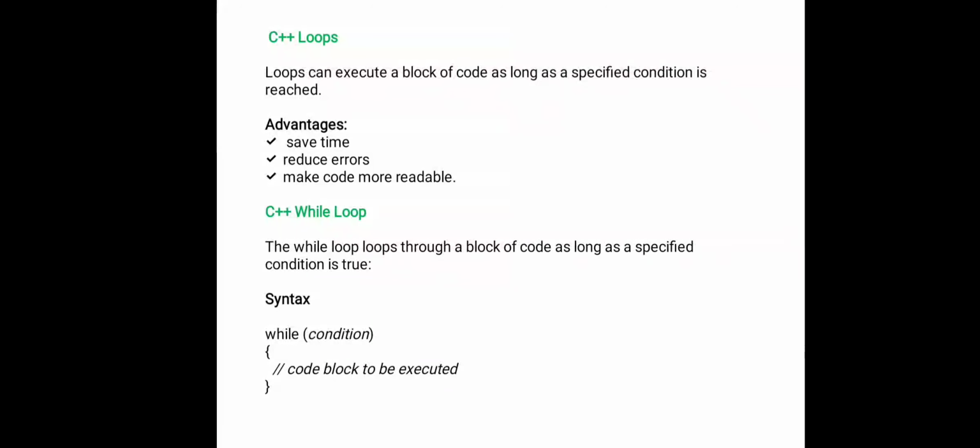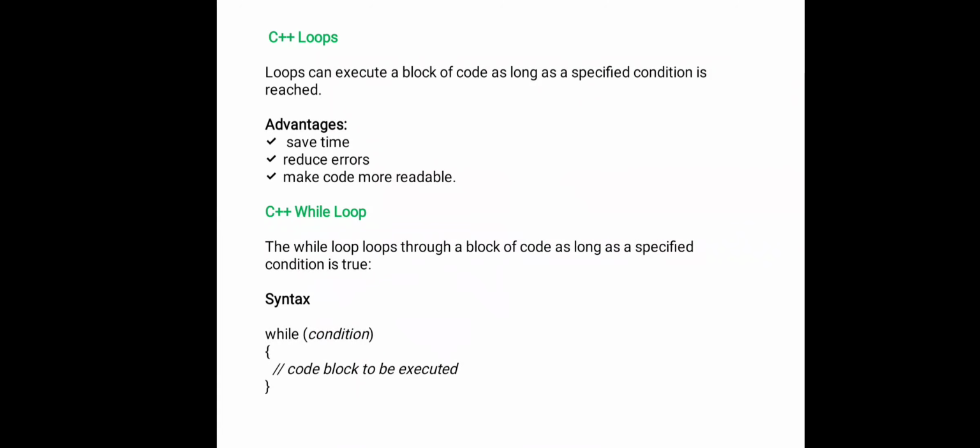So if you want to execute a statement 10 times and we are not having a loop, we have to write those two statements 10 times. If you use looping, it will save time. We can type the statement only one time and put it under looping, so it will be executed 10 times. Since we reduce the number of lines, it will reduce the errors and make the code more readable.